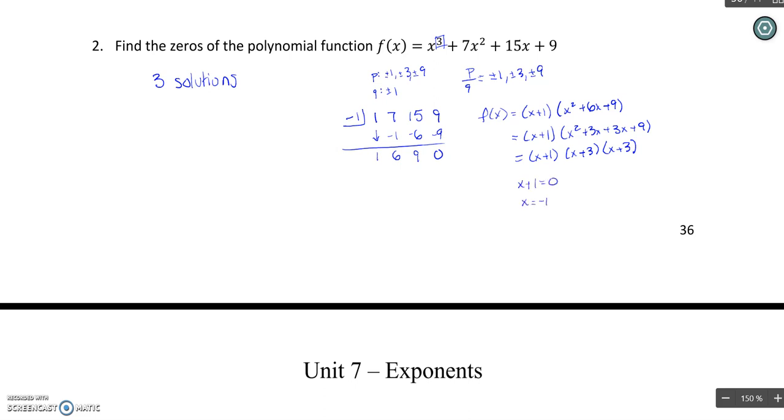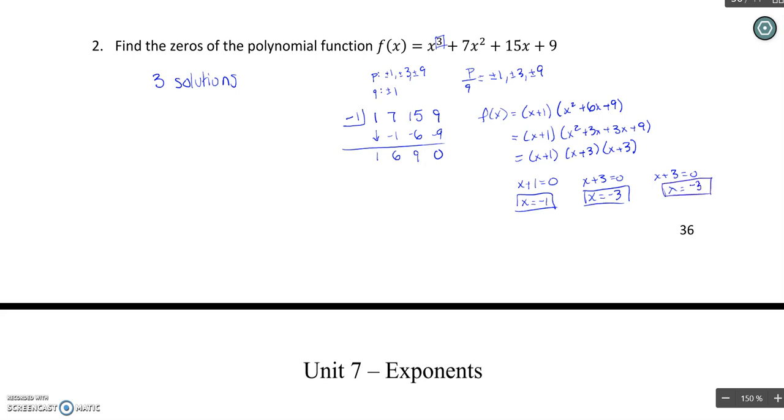X is equal to -1. X plus 3 is equal to 0, so x is equal to -3. And x plus 3 is equal to 0, so x is equal to -3 again.